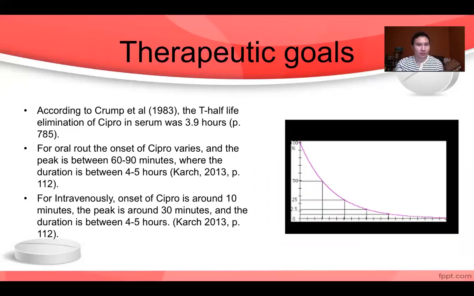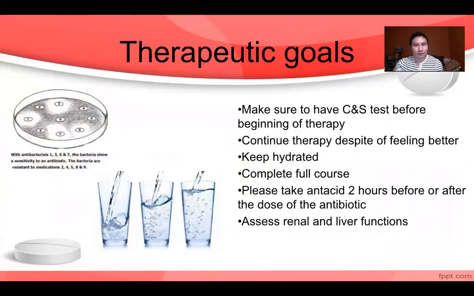The therapeutic goals. There's the half-life, like I mentioned earlier, for the oral route and also the intravenous route, and both have a duration of between 4 to 5 hours. As nurses, we want to make sure we did culture sensitivity tests in urine or blood, and we want to tell our patients to continue therapy despite feeling better, keep hydrated, and complete the full course, because sometimes when they feel better they stop taking the medication, the symptoms come back, and next thing you know, patients are already resistant to that medication.